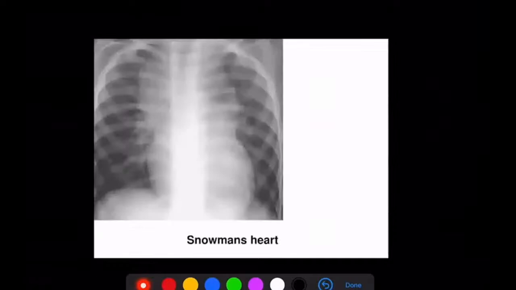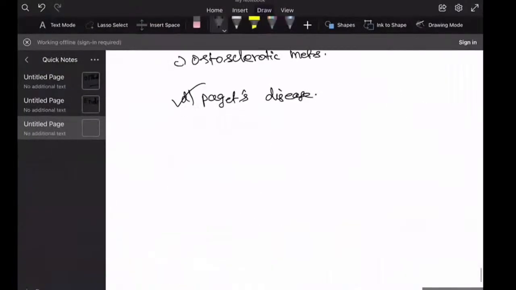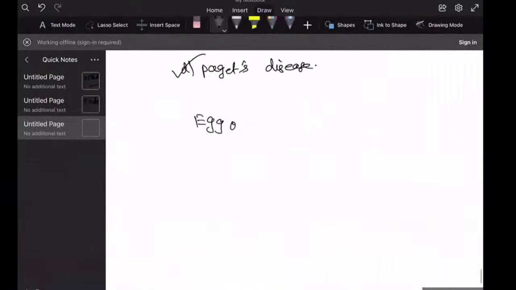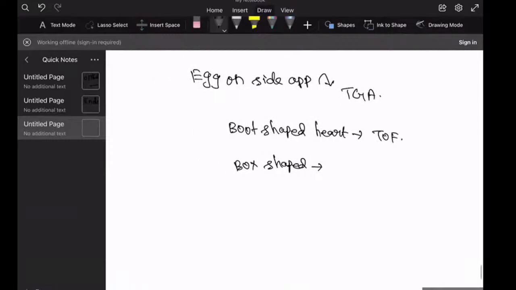Snowman heart. Figure of eight appearance. Transposition of great arteries. Egg on side appearance is seen in TGA, transposition of great arteries. Boot shaped heart. Tetralogy of Fallot. Correct. Box shaped heart. Yes. Box shaped heart is seen in Ebstein anomaly.